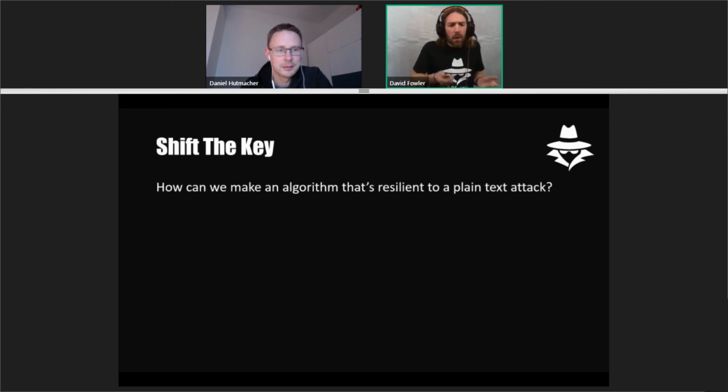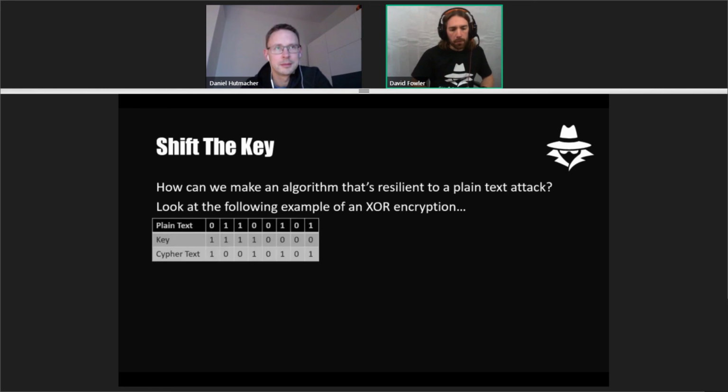So how can we now make an algorithm that's resilient to a plain text attack? Well, let's just look at the following example. We start with the plain text 011000101. We'll apply the key 11110000. That will give us the ciphertext 10010101. Now we know if we XOR that ciphertext with that plain text, we're going to get back our original key.